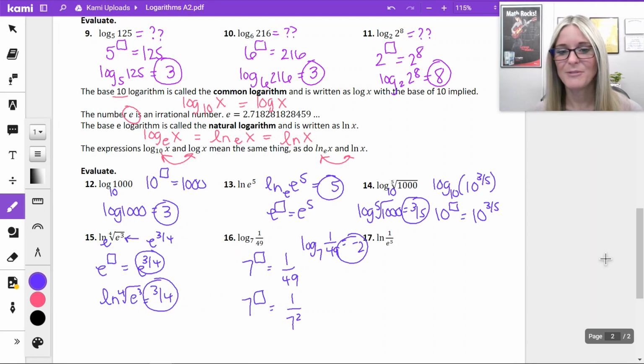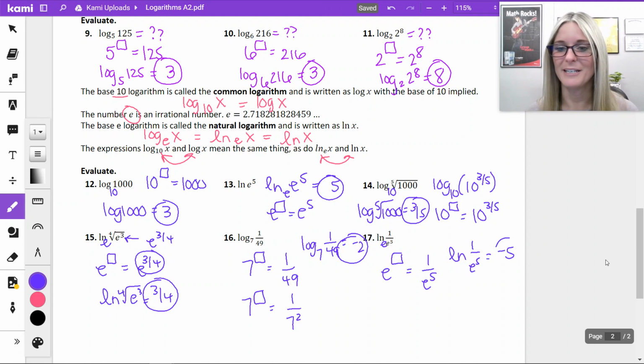In number 17, we have the natural log of 1/e to the fifth. This looks insane. So remember, it has an understood base of e. E raised to the what would equal 1/e to the fifth. This kind of piggybacks over to our last problem. So I somehow moved into the denominator. What made me do that? A negative exponent. So we have ln of 1/e to the fifth is going to be -5 is our missing exponent there from that exponential form.